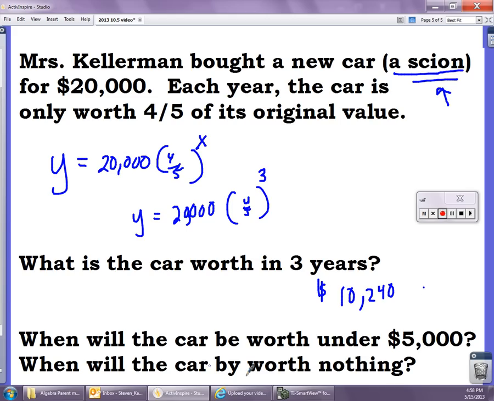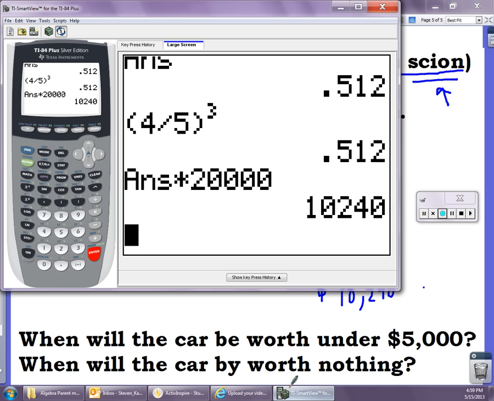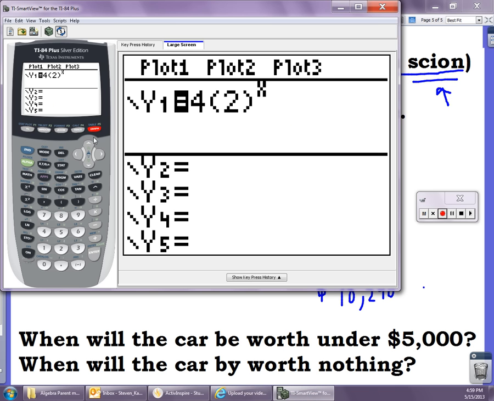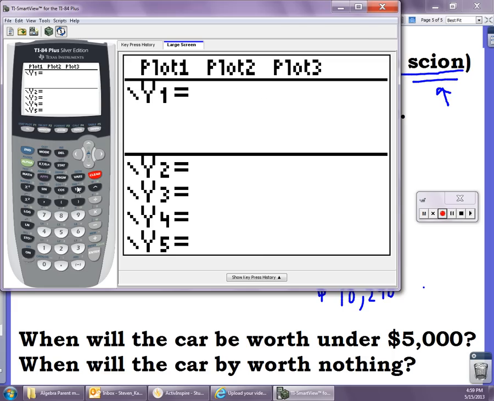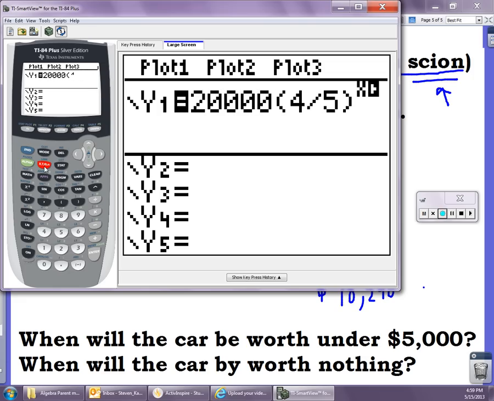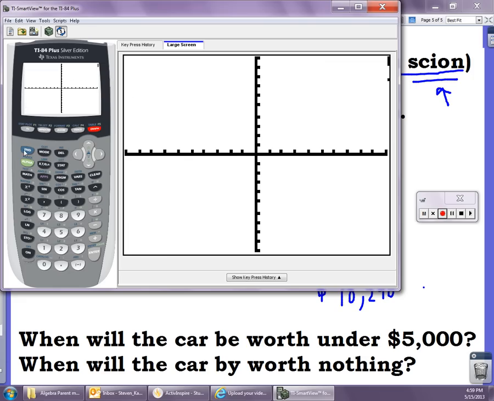So it says, when will the car be worth under 5,000? So that's when, again, we're giving you the y value. You don't know right now how to plug the 5,000 in and then solve for x. So when we have a question like that, it's easy to plug in the x, but when we want to find out something for y, the best thing that we can do is go to our graph and type in the new equation. Now it's 20,000 times 4/5 to the x power. I'm going to hit graph, but we can go straight to our table.